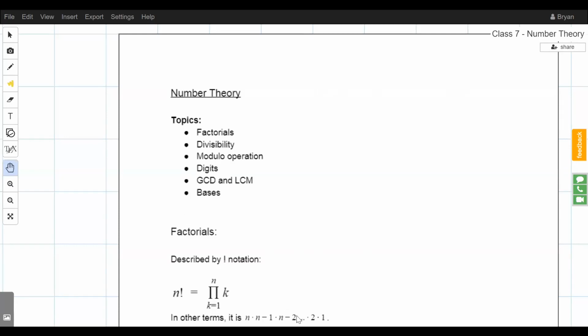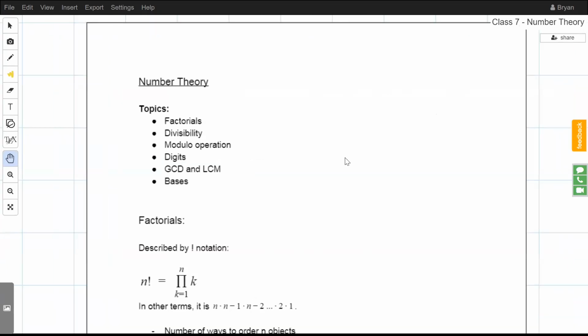Okay, well, today's topic is going to be number theory, and by that, I mean the sort of field of math that deals more with divisibility and digits, basically, and you'll see when you see the types of problems that we're going to be working with. So today, I wanted to cover factorials, divisibility, modulo, digits, GCD, LCM, and bases.